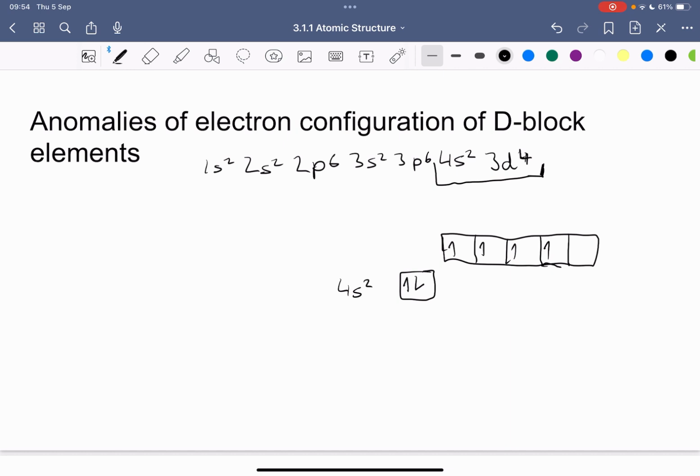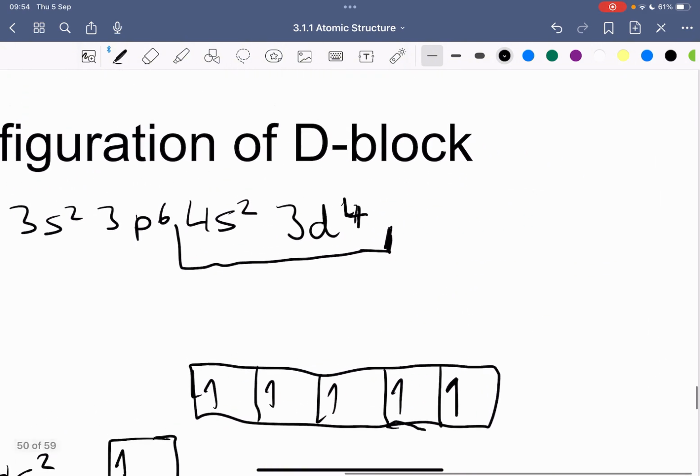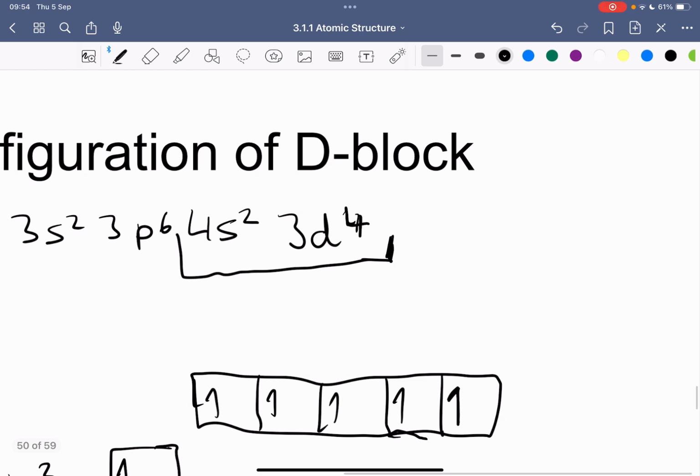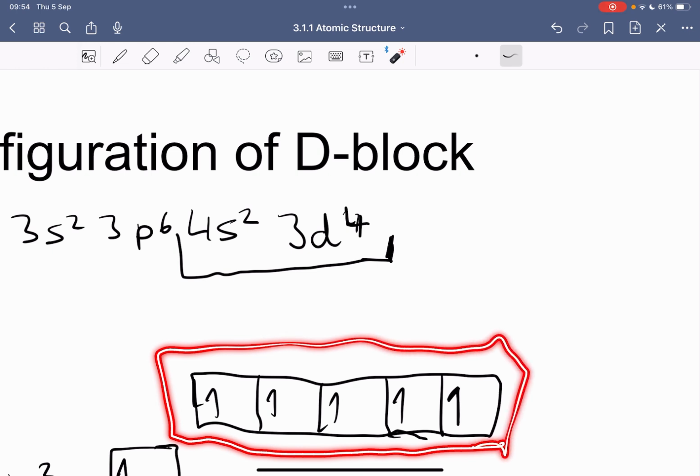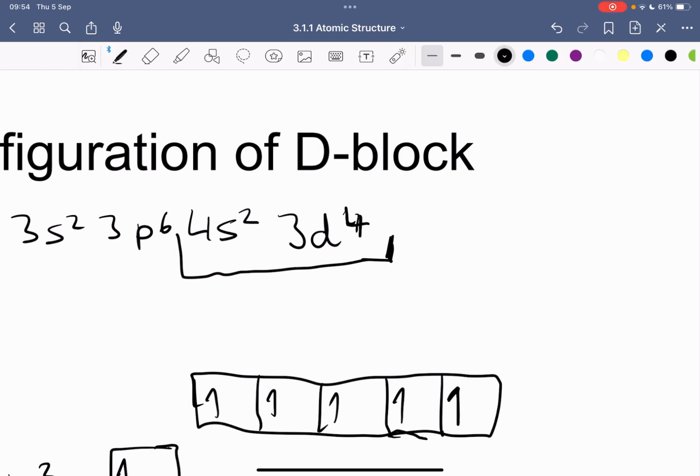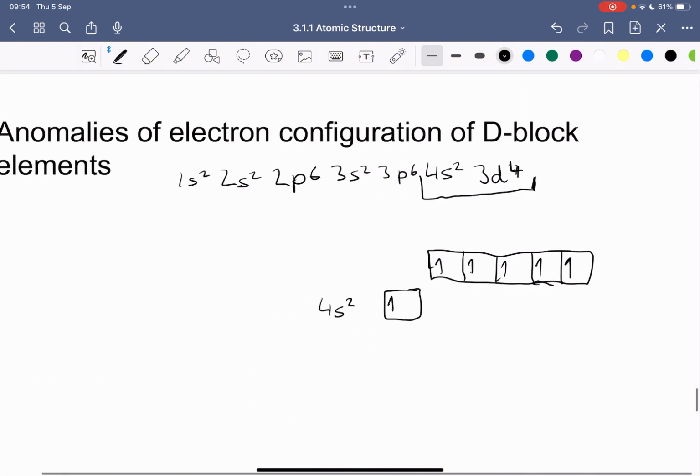Now, in actuality, to make it more stable, the atom basically just takes an electron from here and puts it here. I kind of think of this as a seesaw. If both sides are equal or even, then it's going to be balanced, and more stable. So that's why we do that. This is only for chromium. And one other example.